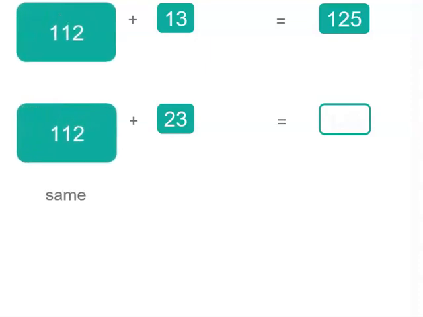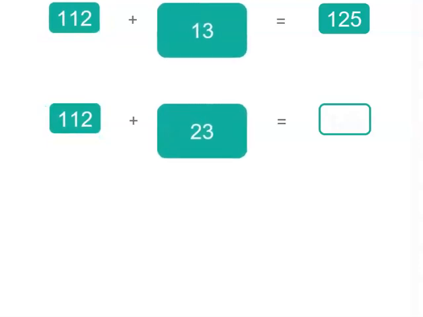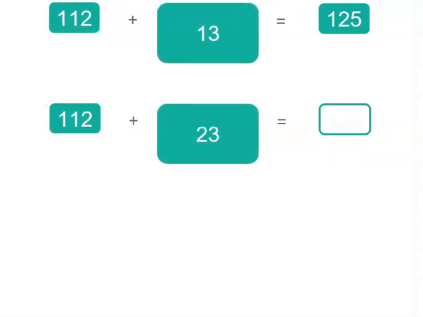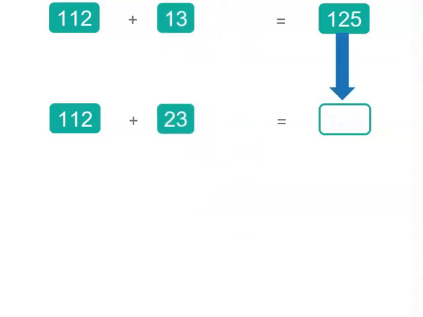We've still got 112, so that's the same. But this time, instead of adding on 13, we've got 23. 3 units still in both numbers, but this time we've got an extra 10. So we're adding on 1 more in the tens place. So that's the only thing that's different. And that means we can add 1 in the tens place to our answer. 1 more in the tens place means we get 135.